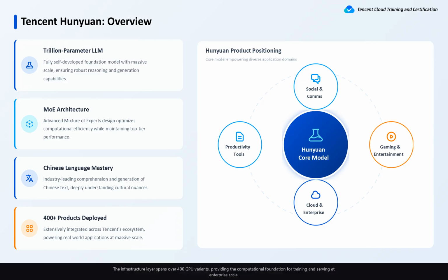The infrastructure layer spans over 400 GPU variants, providing the computational foundation for training and serving at enterprise scale. Hunyuan's capabilities are exposed through a unified API platform that developers access via Tencent Cloud.